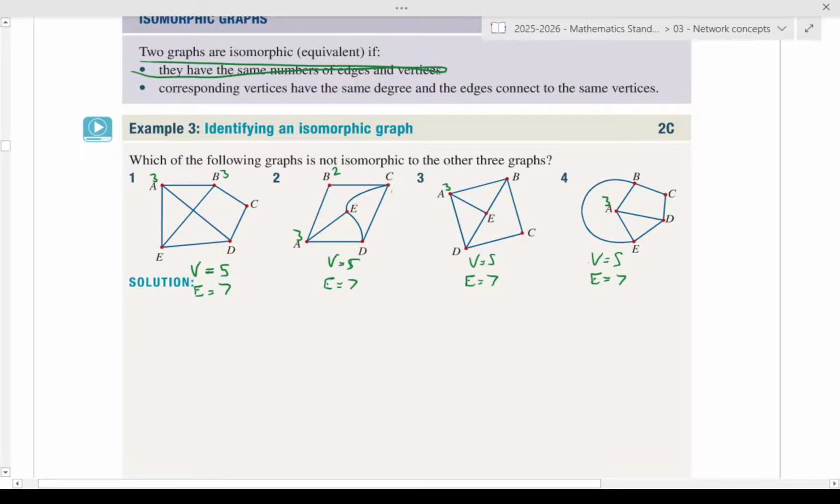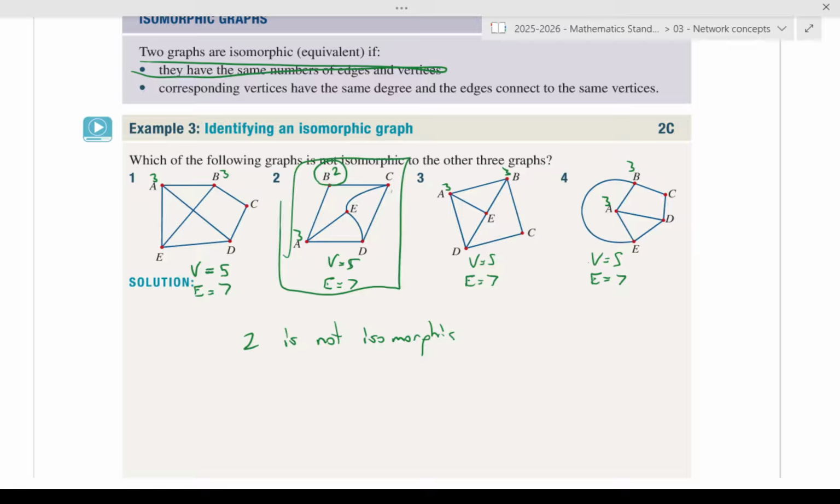This one has a degree of 2. And let's have a look and see what's the common. That's got a degree of 3, and that's got a degree of 3. So we know already that number 2 is not isomorphic. So we could keep going and checking more things, but we're not going to bother because we've already found that because B does not have the same degree as the others, that is not isomorphic.